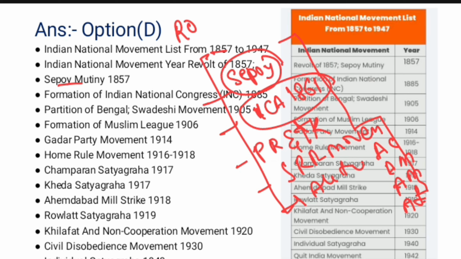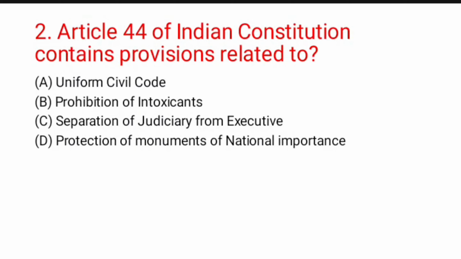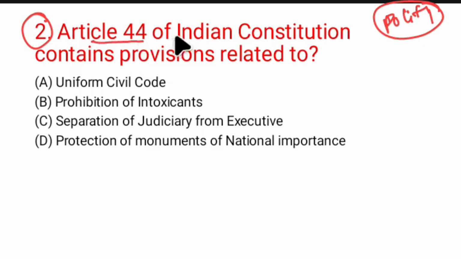This is basically related to the first question, and we also understand the chronology of India's modern national movement in brief. And moving forward, question number 2 is related to the polity subject, and the question is asking: Article 44 of the Indian Constitution contains provisions related to which of the following? Uniform Civil Code, prohibition of intoxicants, separation of judiciary from executive, and protection of monuments of national importance.